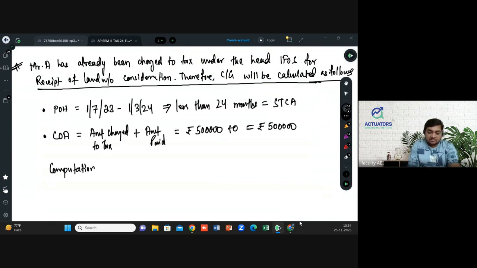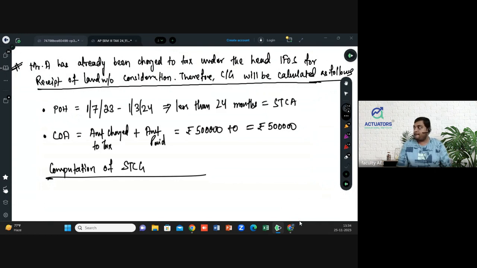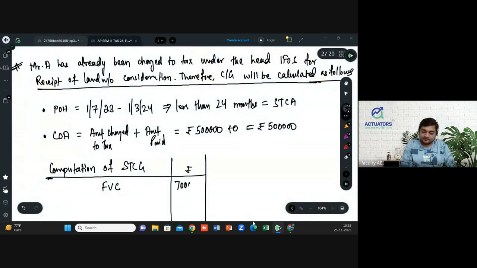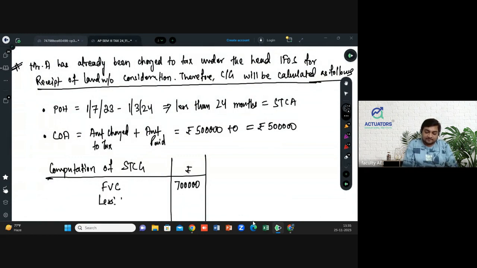नाउ वी हैव कंप्यूटेशन ऑफ शॉर्ट टर्म कैपिटल गेन, फुल वैल्यू ऑफ कंसिडरेशन आई हैव सोल्ड इट फॉर 7 लाख, ऑलरेडी तो मैं 5 लाख रुपए पे दे चुका हूं टैक्स, तो वही मेरा कॉस्ट मान लिया जाएगा. एसटीसीजी.